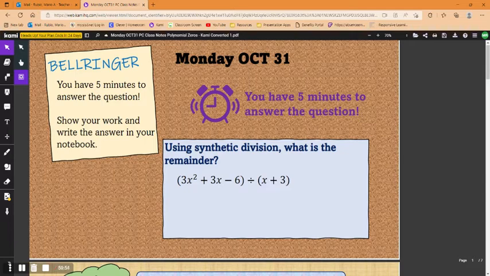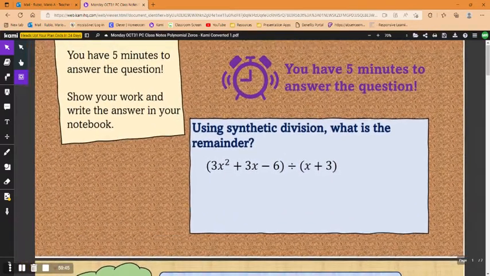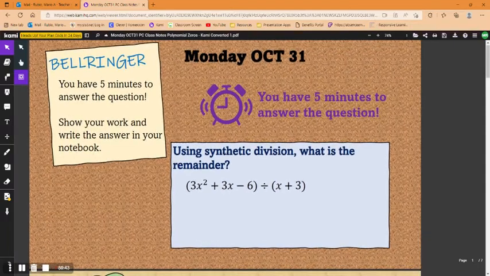Today's Monday, October 31st, and this is your bell ringer for today. Use synthetic division. What is the remainder? So remember, when we're using synthetic division, we have to have a certain kind of setup.